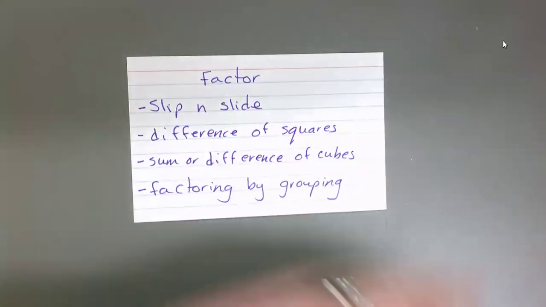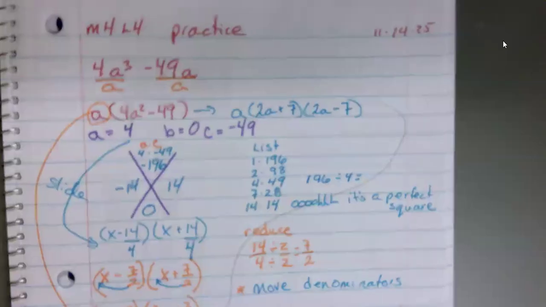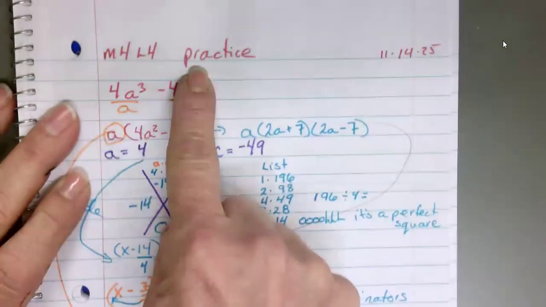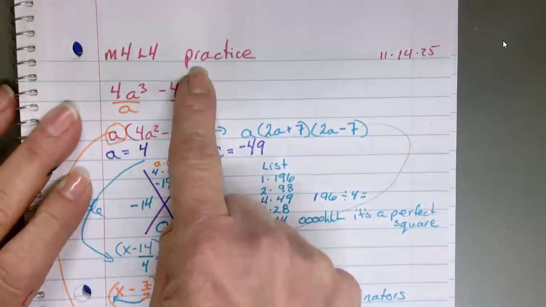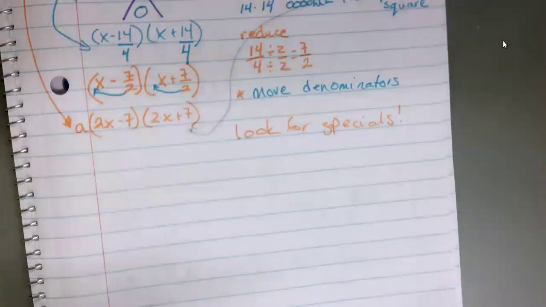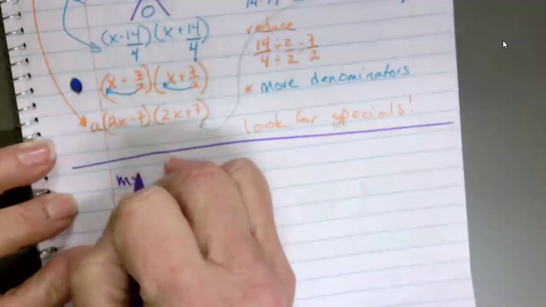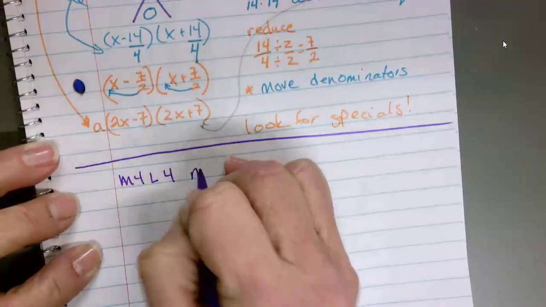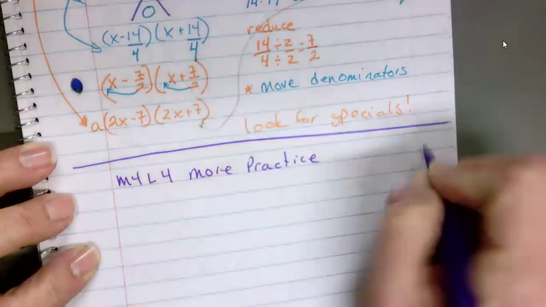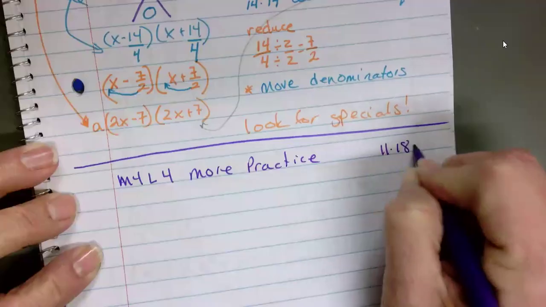Here we go. If you're in my class, then we are going to use the bottom of this page. So go to your notes from November 14th. We had Module 4, Lesson 4 practice. We're going to go towards the bottom of that. And we're going to do Module 4, Lesson 4, more practice with today's date, which is 11/18/25.